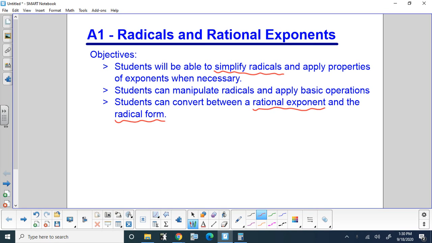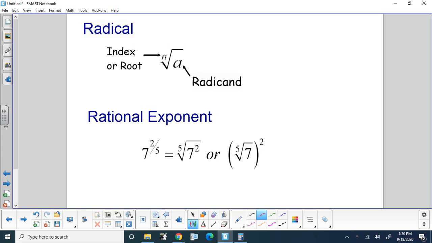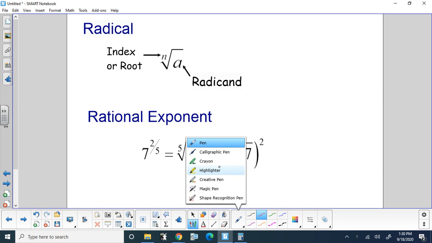Remember, as we go through the video, it's important to pause, take notes, and ask questions after if you are not understanding. Let's get started with some reviewing of vocabulary.